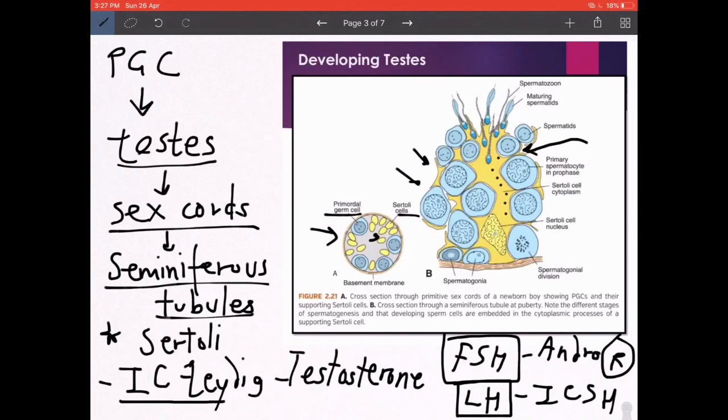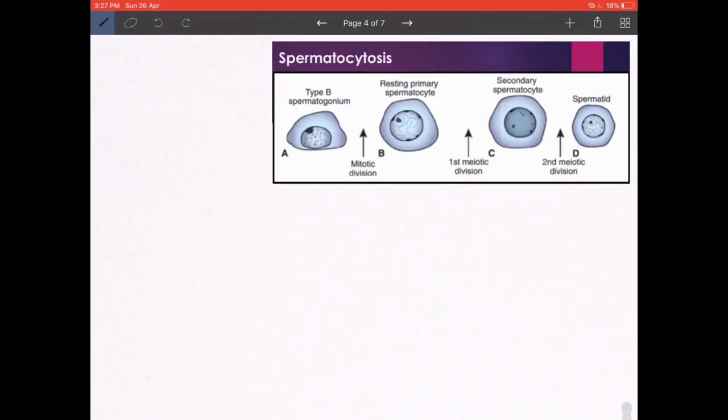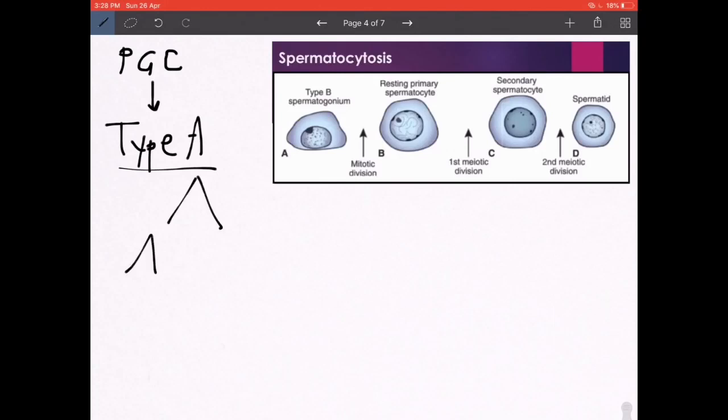Now let's have a look at spermatocytosis. So as you know, the primordial germ cells give rise to what is known as a spermatogonium, and the spermatogonium that we study first is known as the type A spermatogonium. There are a couple of consequent mitoses that happen till we reach here, and then the type A can further be divided into type A dark, as I mentioned before, and type A light.